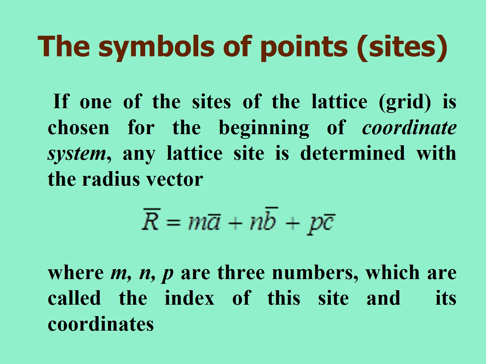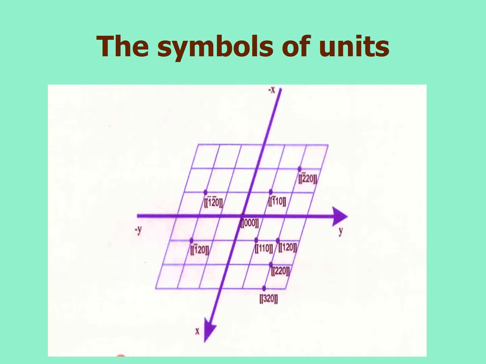Here you can see where M, N and P are three numbers which are called the index of the site and its coordinates. The set of numbers M, N and P written in double square brackets is called the symbol of the unit. The numbers are written in a row without commas. The minus sign is placed above the figure. Here you can see the fractional indices.